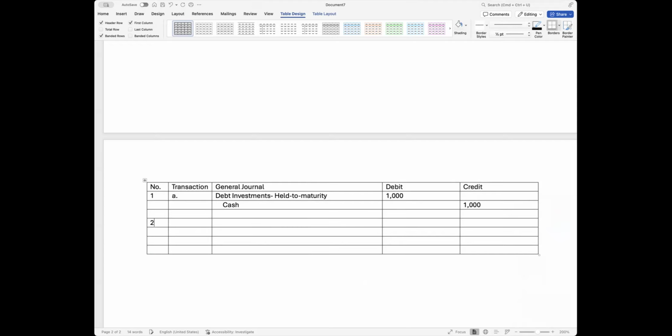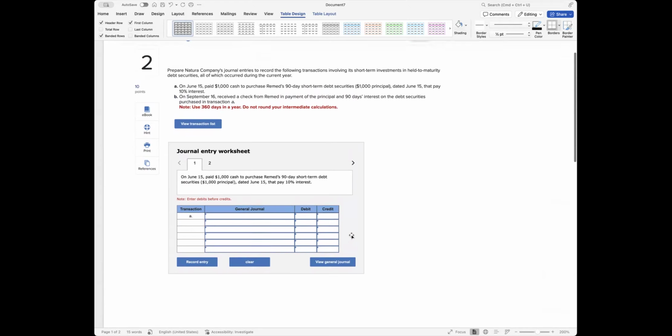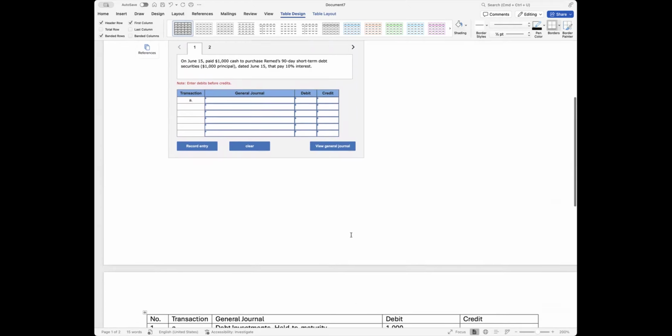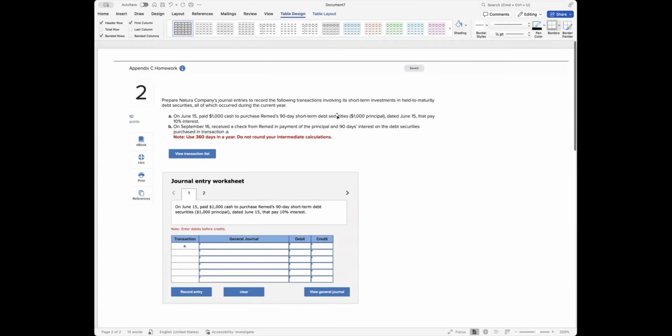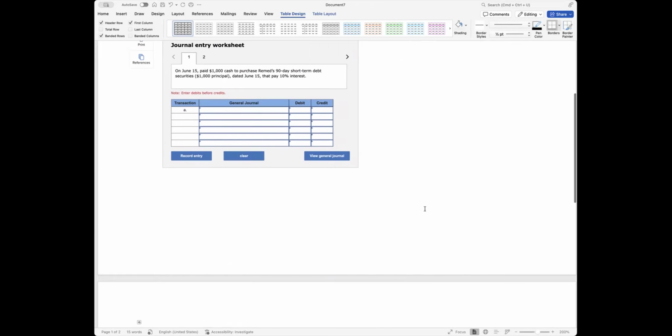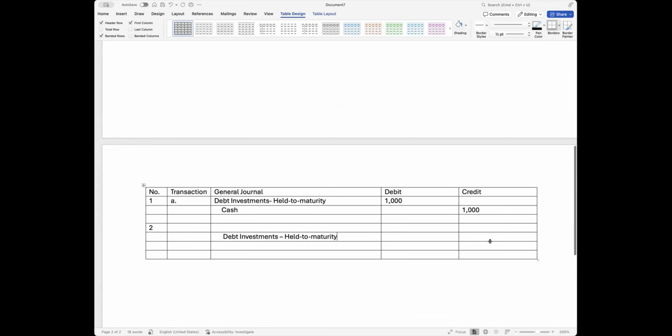Anyway, number 2 says that we received payment from Remed for the principal and the interest. So the principal we know is $1,000 because it tells us here that the principal is $1,000. And I'm going to receive that in cash. And I need to zero out this account to show that I no longer have that investment because Remed is paying me back. So what I'm going to do is first make my credit entry to zero out that account. So I'm going to credit debt investments held to maturity for $1,000.